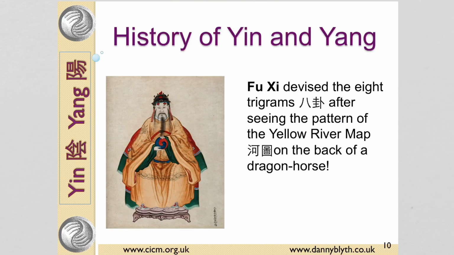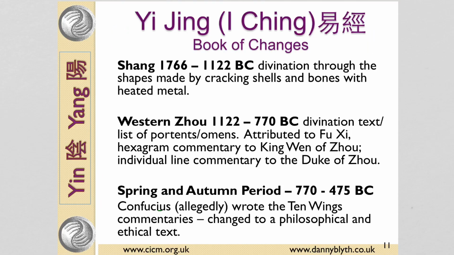According to legend, which means it's probably wrong, Fu Shi, the first emperor, invented the bagua, or the 8 trigrams, after seeing the river map on the back of a dragon horse. And after the great flood, him and the goddess Nuwa together repopulated the world. More realistically, during the Shang dynasty, divination was done through cracking shells and bones with heated metal, and the patterns that were left were then divined.